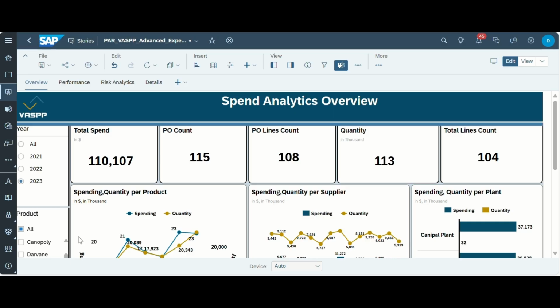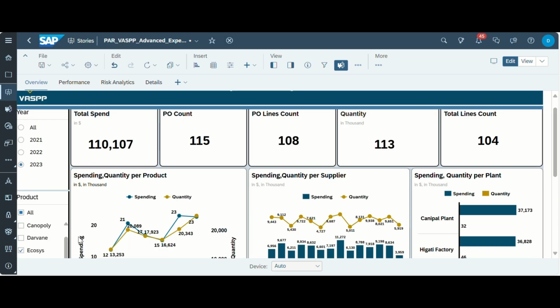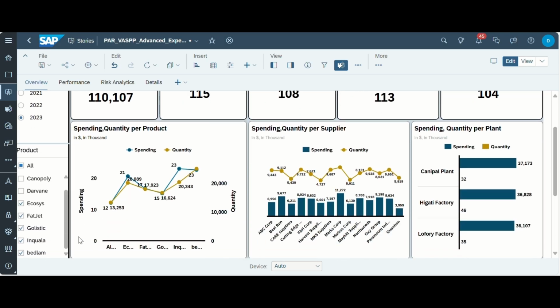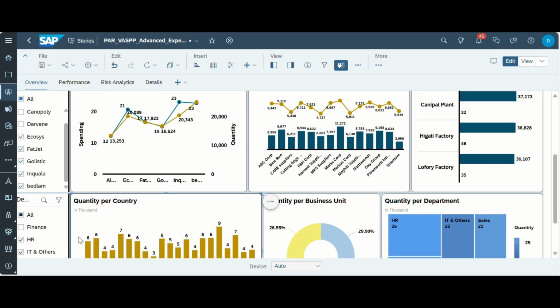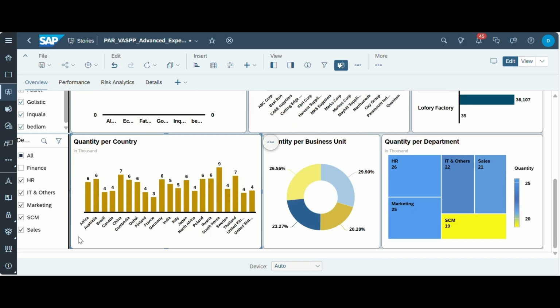You also get customizable views. Whether you're a procurement manager looking at supplier performance or a finance executive tracking departmental budgets, the dashboard lets you filter and drill down to exactly the insights you need. No more one-size-fits-all reports. And finally, it supports performance tracking.